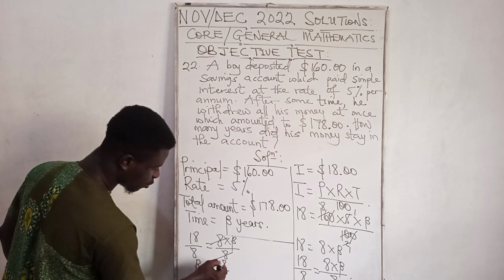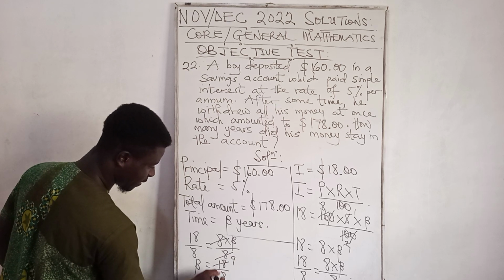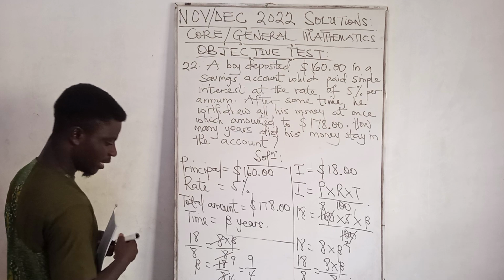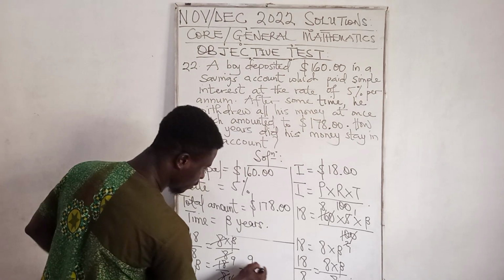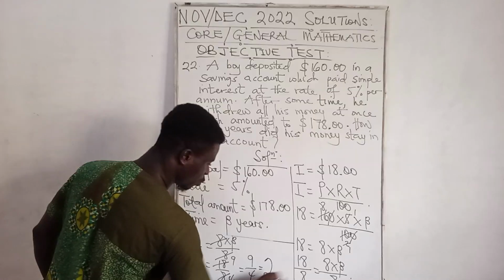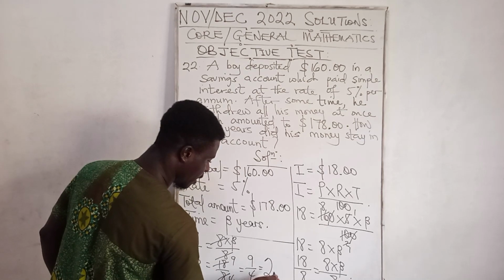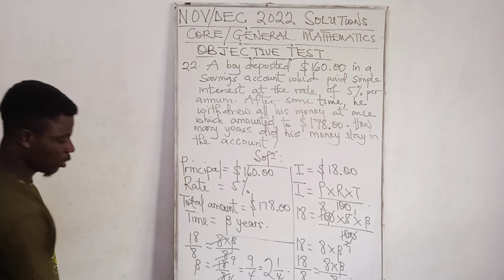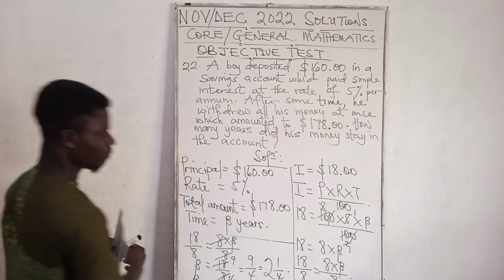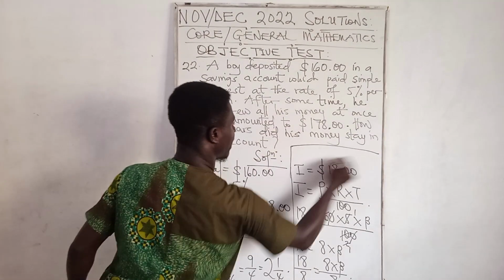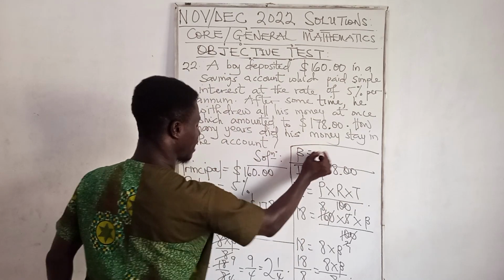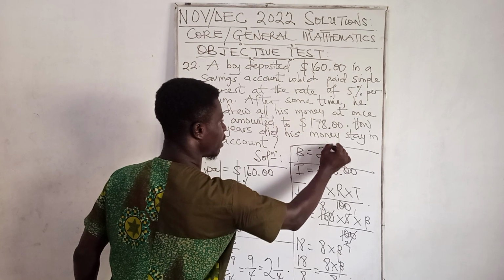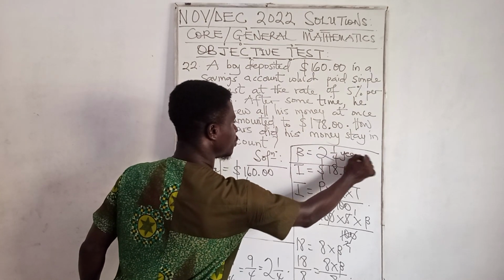Now, 2 can go here 9 times, 2 can go here 4 times. So we have 9 divided by 4. And 9 divided by 4, 4 goes into 9 how many times? 2 times. Remember what? 1, then divided by 4. So I have my beta. My beta is equal to 2 whole number 1 over 4 years.